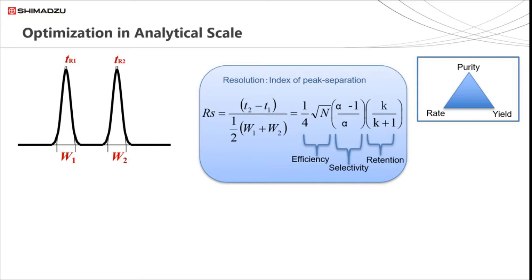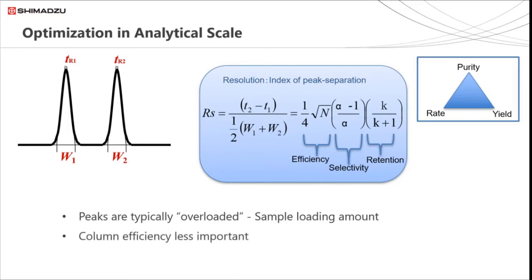In LC purifications, we are concerned with getting the required yield at the required purity in the minimum time. To do this, we typically overload our injections. That is, we try and get as much material onto the column as possible without completely losing all separation between analytes. As peak widths increase dramatically when we overload, the impact efficiency has on resolution is dramatically decreased. Therefore, selectivity is increasingly important.